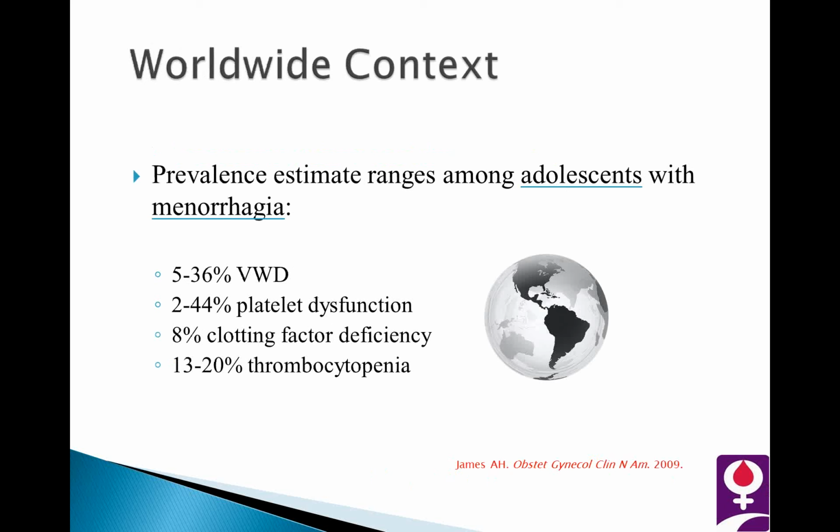If we look at the worldwide context, it's important to consider that this is not just a problem that we face in North America, but it's a problem that really affects women worldwide. And there are prevalence estimates among adolescents with menorrhagia of 5 to 36% with von Willebrand disease, 2 to 44% with platelet dysfunction, 8% with a clotting factor deficiency, and 13 to 20% with thrombocytopenia.